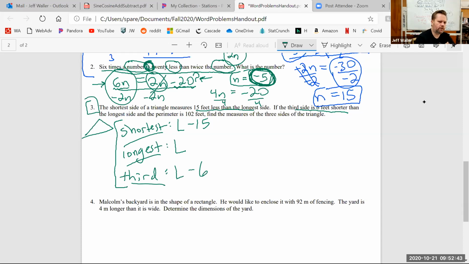So if you set it up like this, I basically just did 3 tiny problems and they weren't that difficult. I call the longest side a letter because it's the one that everybody else depends on. And then 15 feet less than that letter is L minus 15. They're each little tiny problems.